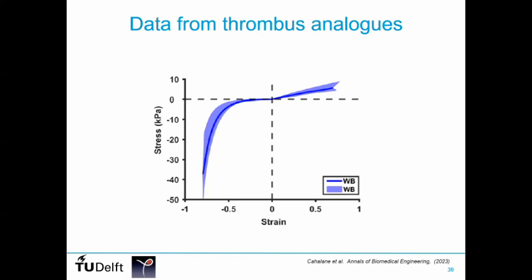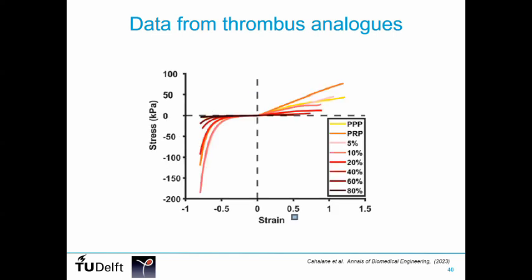If we look at how these properties are influenced by composition, here again I look at the data from the thrombus clot analogs for different red blood cell concentrations, and you basically see a confirmation of what we've seen before, that the stiffness of the sample decreases both in the high and the low regime with increasing red blood cell concentrations, right?